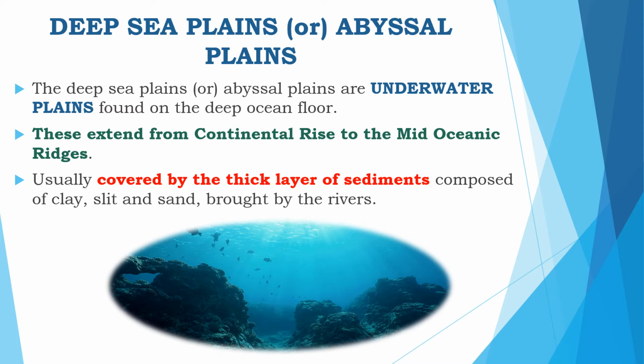Deep sea plains. The deep sea plains are underwater plains found on the deep ocean floor. These plains extend from the continental rise to the mid-oceanic ridges. These plains are usually covered by a thick layer of sediments composed of clay, silt, and sand brought by the rivers.